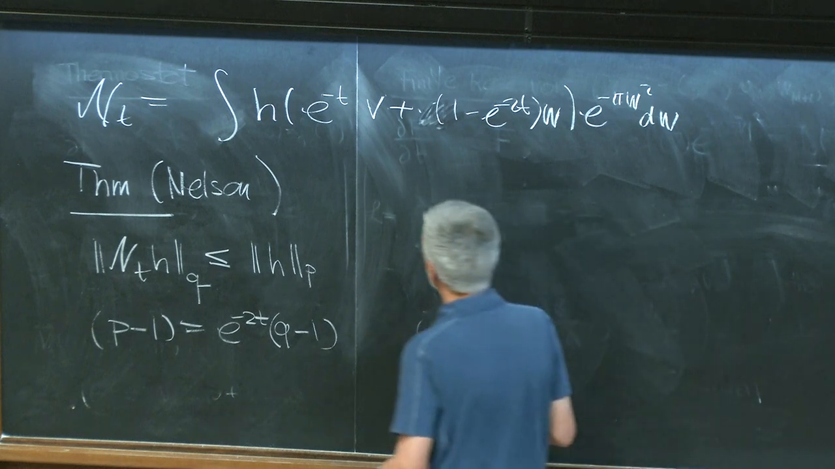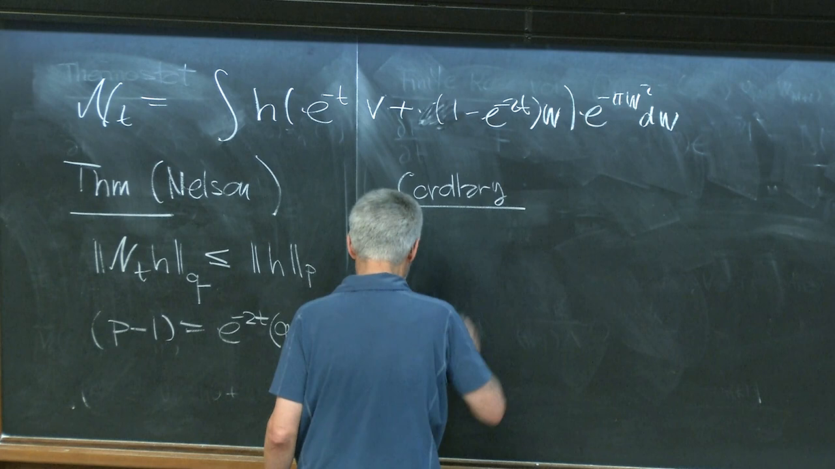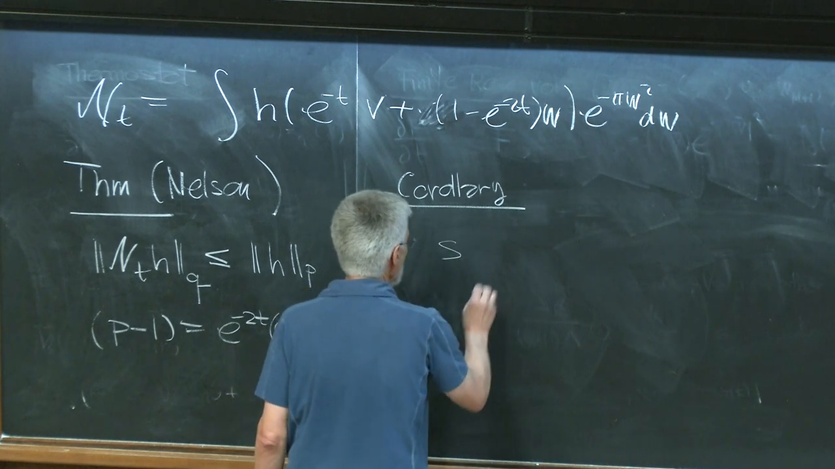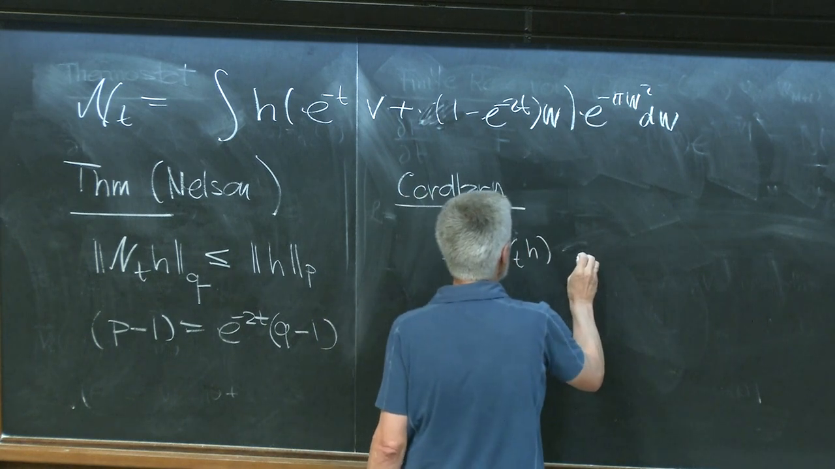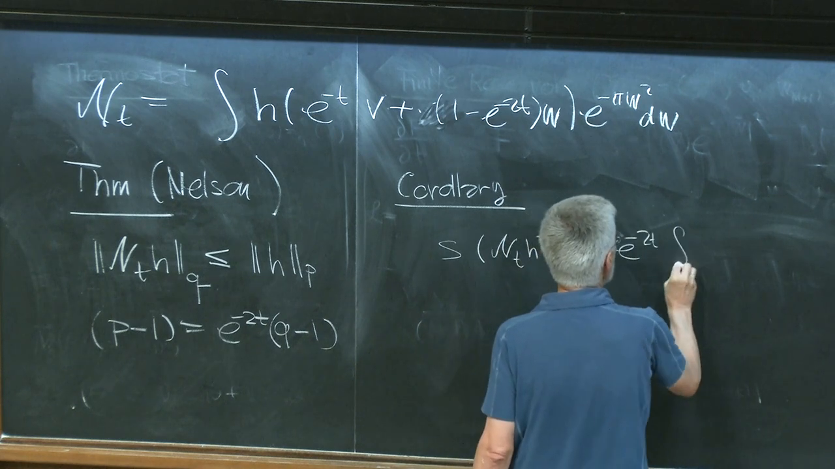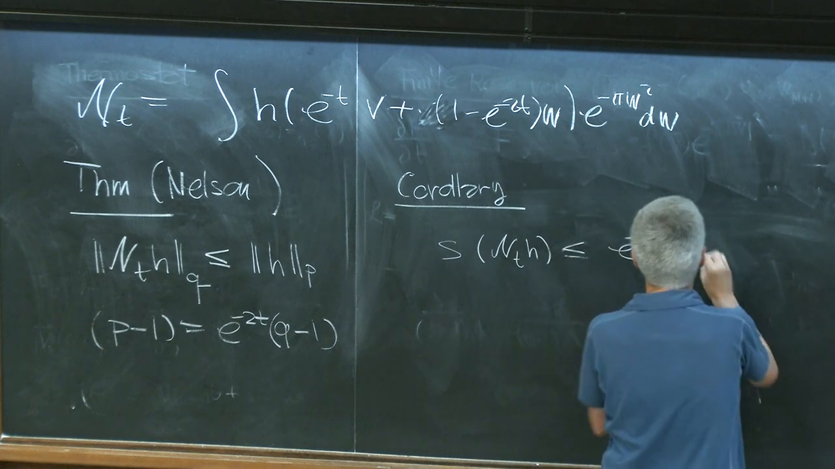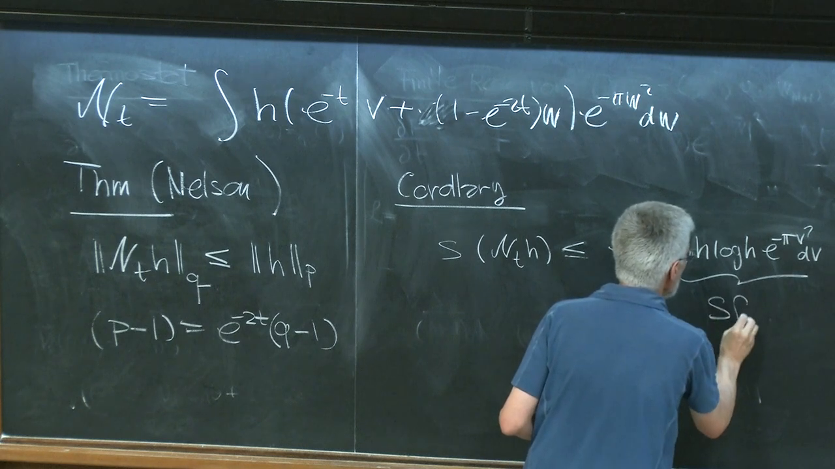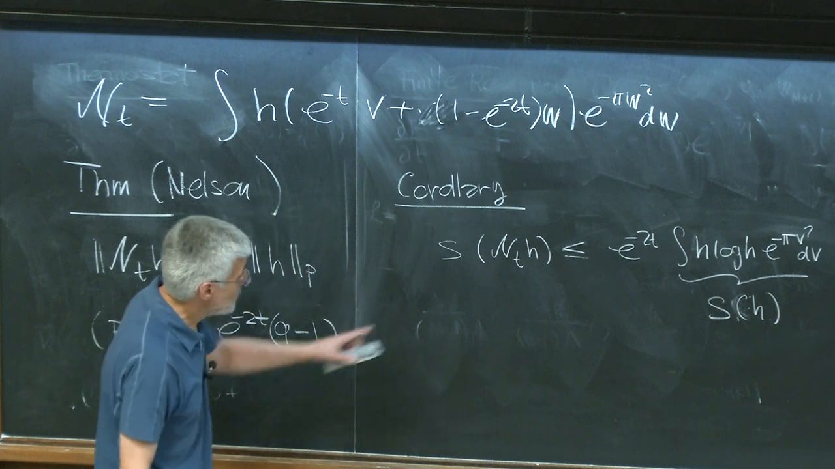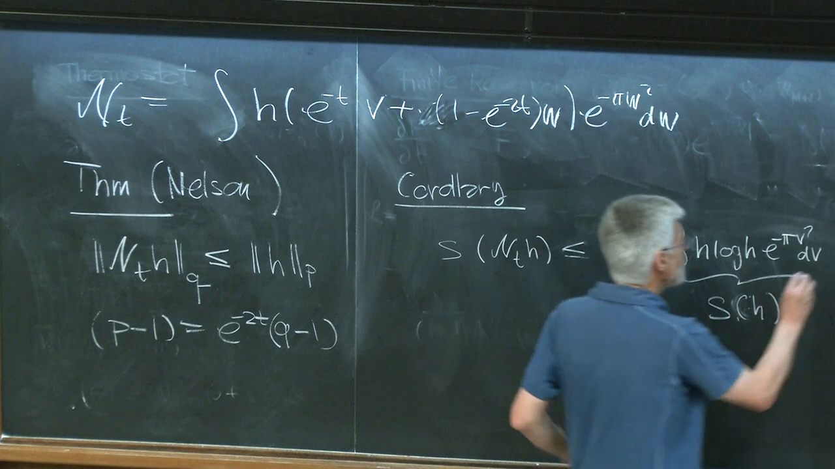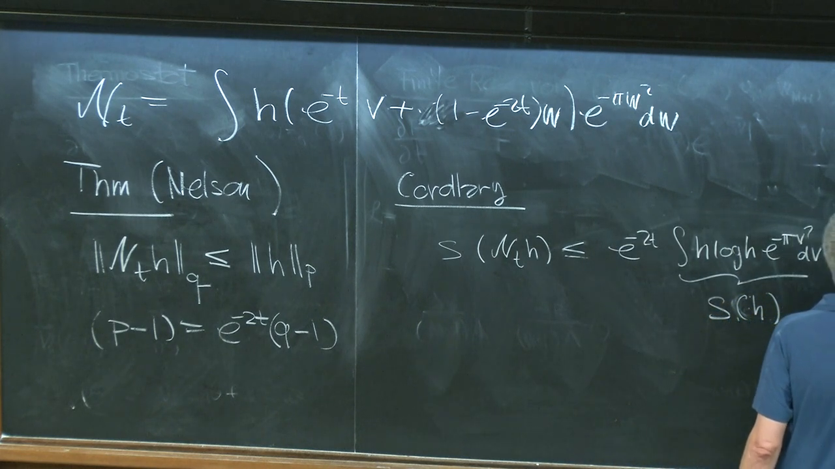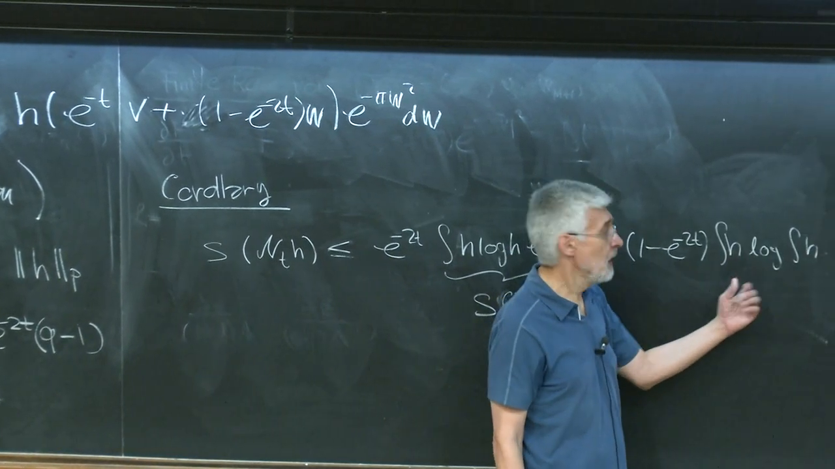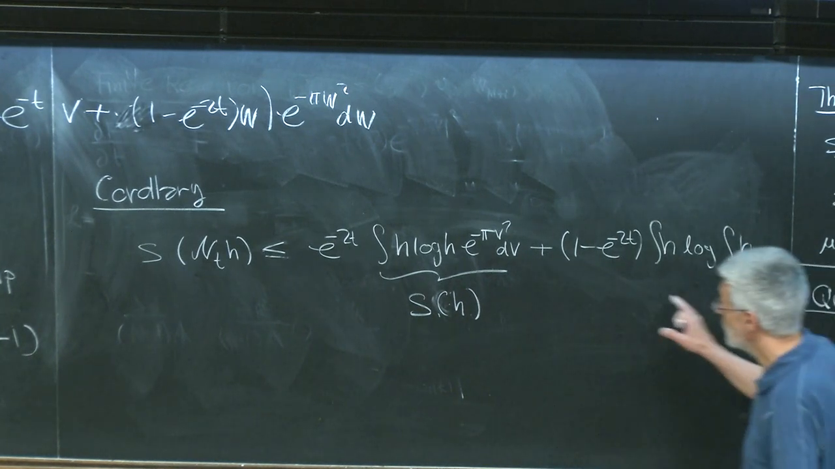Now, what you do with that theorem is the following. You have a little corollary. The entropy S of N_t h is less or equal to e to the minus 2t times the integral of h log h e to the minus pi v squared dv. I just wrote out the entropy, to remind you again that this is the entropy S of h. So when you stick in Nelson's kernel, you get this estimate, and then you get some remainder, and this remainder looks like the integral of h times log of the integral of h. Of course, the integral is always with respect to the Gaussian measure. Now you notice when h is normalized, this is zero. You don't worry about it, okay?